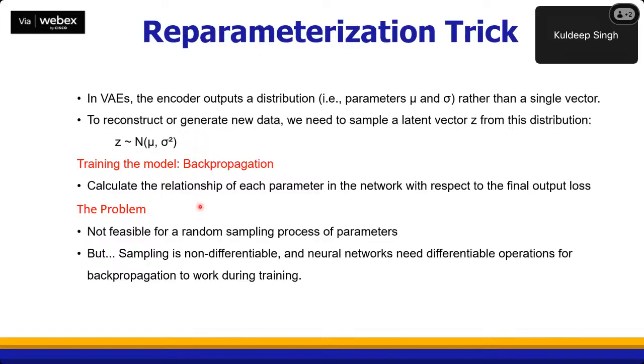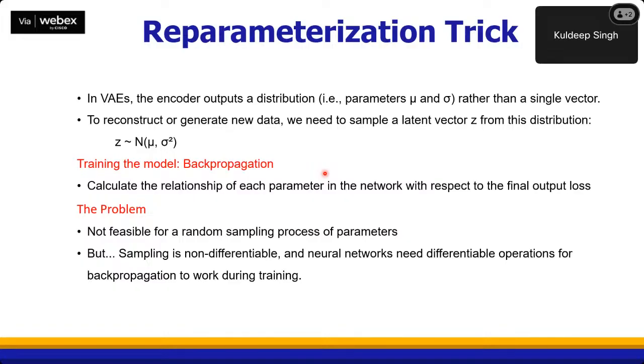Now, how do we train this? So basically, we use backpropagation, and while training this model, we should be able to calculate the relationship between each of the parameters in the network and the final output loss. That means we need to compute those gradients, right? So calculate the relationship of each parameter in the network with respect to the final output loss. Fine. That is what we do in backpropagation. We compute the gradients with respect to each of the parameters of the network, of the final output loss.